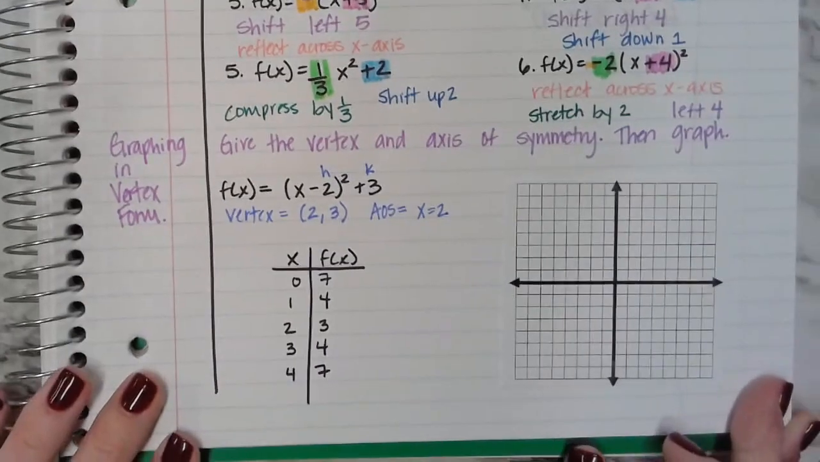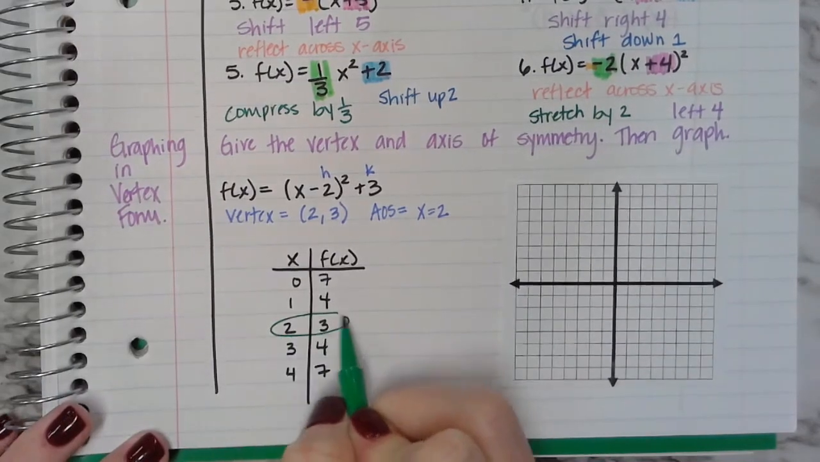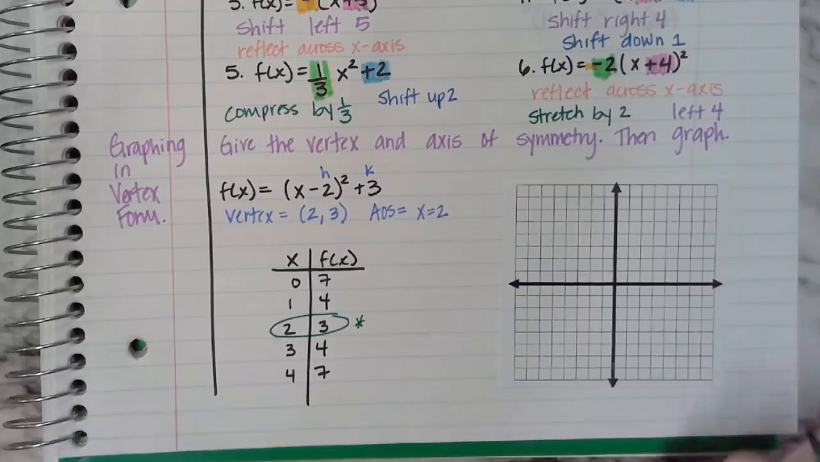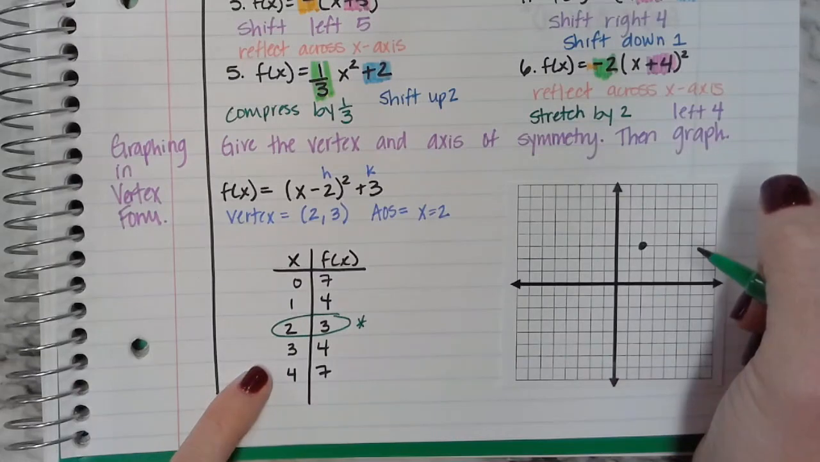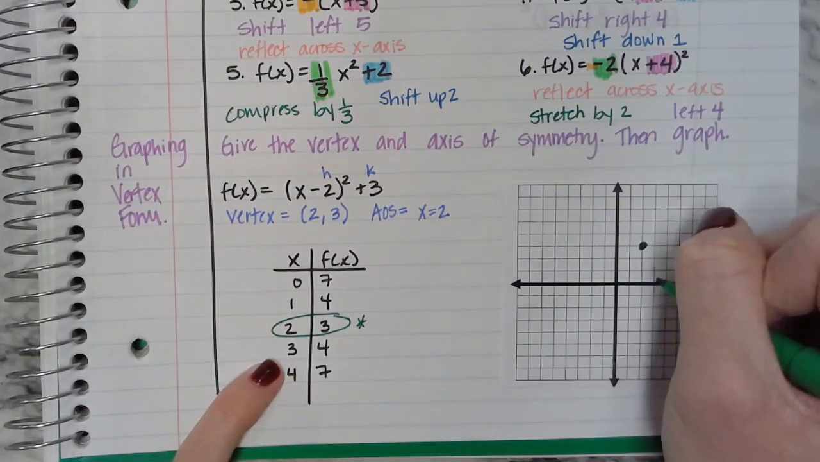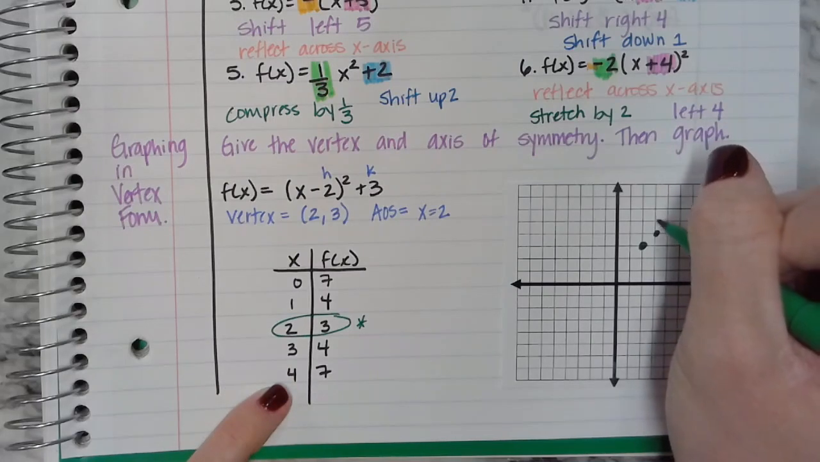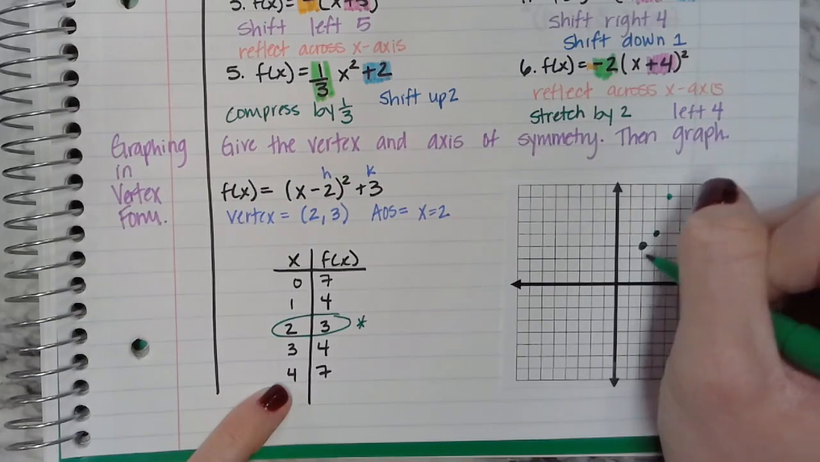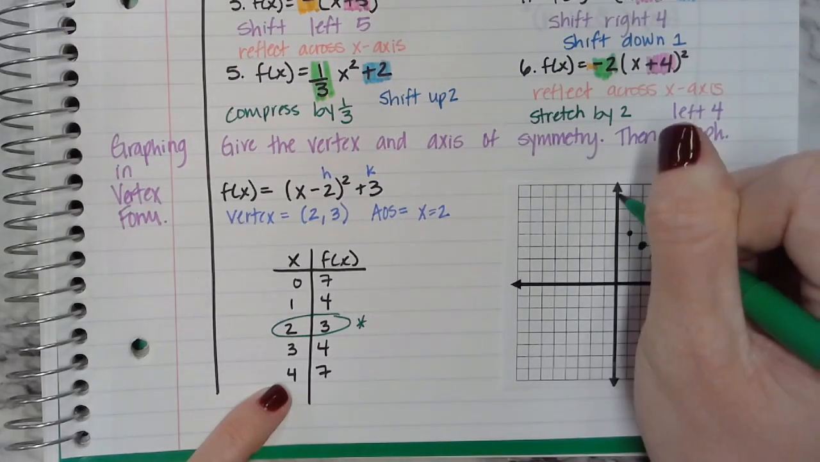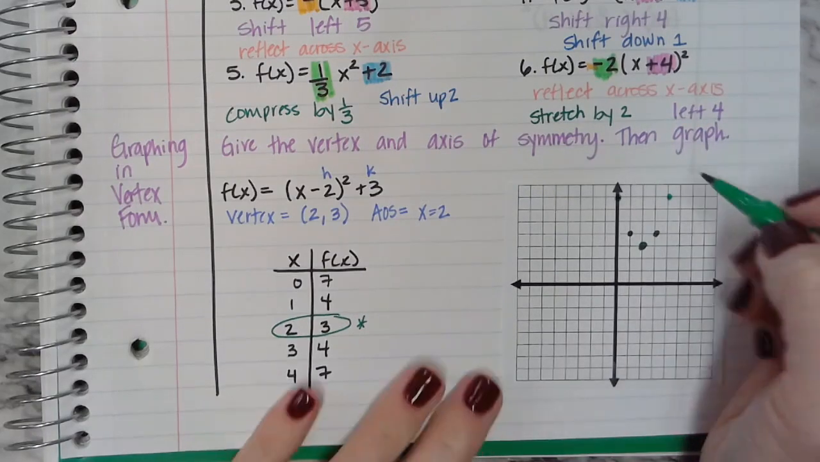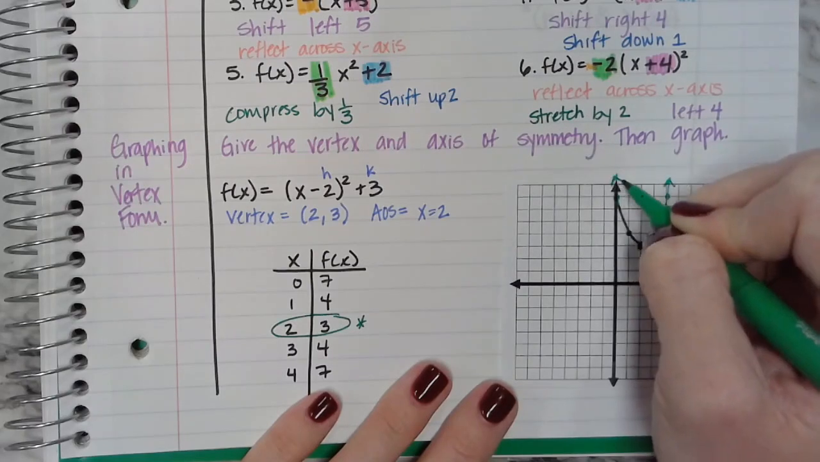Now we're going to graph. Especially when we're dealing with vertex form, I like to plot the vertex first. So remember, this is our vertex. So 2, 3. Then I like to do the other ordered pairs. So I'll go down first. So 3, 4. 4, 7. And then on the left side, 1, 4, and 0, 7. Keeping in mind this is a U shape. And boop, and boop. Put our arrows.